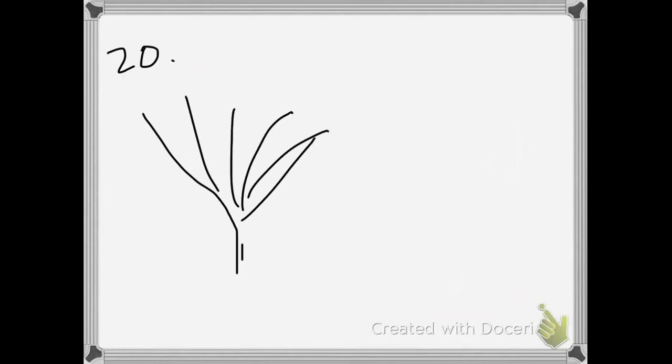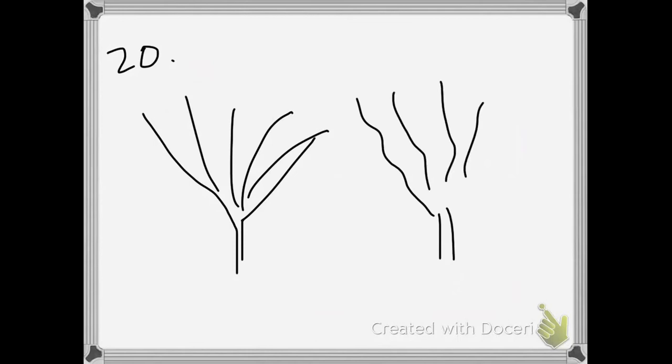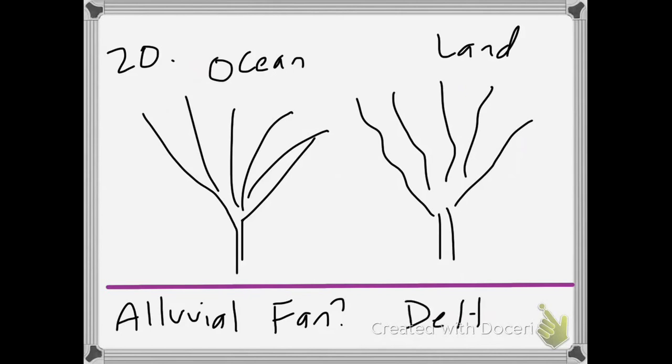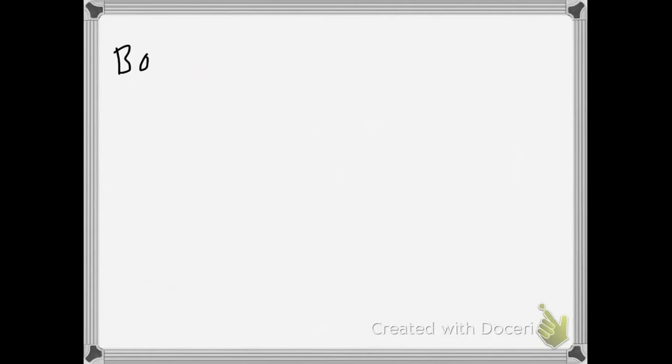Final question number 20, we have some similar looking structures, but they're found in different places. The one on the left is deposited in the ocean, and the one on the right is deposited on land. So between the two, the left one or the right one, which one indicates an alluvial fan? That's the one on the right. And where are you going to find a delta? That's the one on the left.